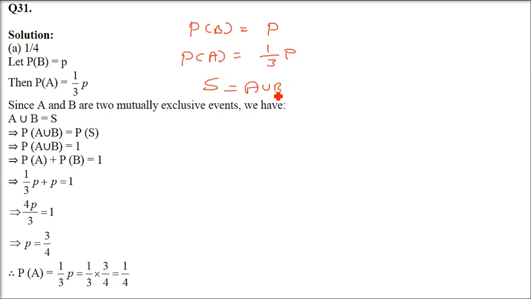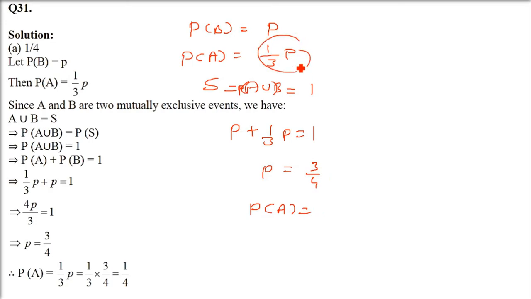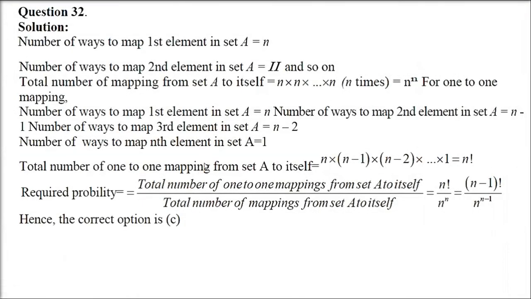S is equal to A union B, so that means this is exhaustive. So probability of A union B will be 1. Because they are mutually exclusive also, as given, the intersection will be 0. So P(A union B) will be equal to P(A) plus P(B), which is going to be 1. So let us write P plus 1 by 3 P equals 1. So you get P is 3 by 4 and P(A) will be 1 by 3 of 3 by 4.